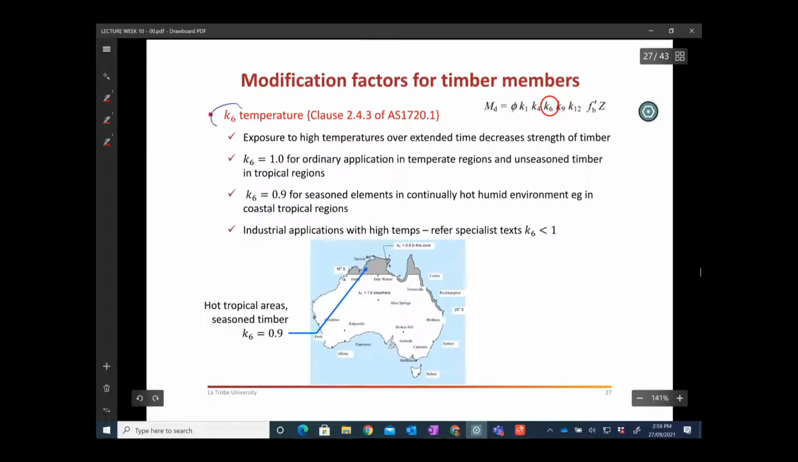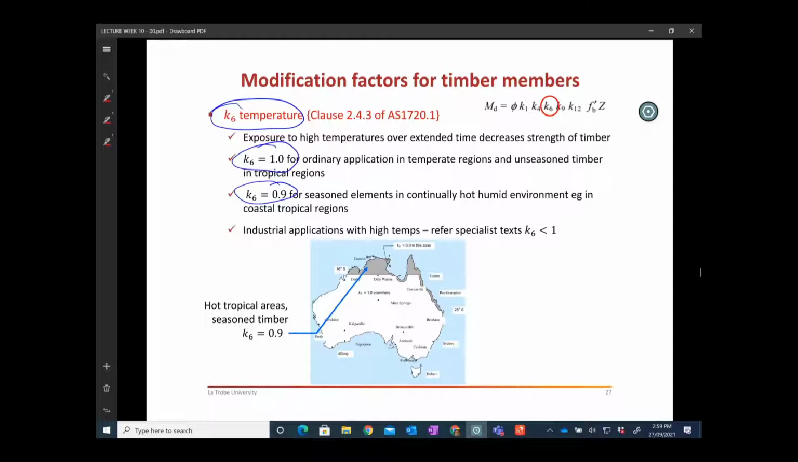Now K6 is quite simple. It is temperature. There are only two values: either you can take one, or you can have a penalty of 10% for K6 and K1. For most of Australia, the white zone, you have K6 equal to 1. If you are in Western Australia, in Alice Springs, in Adelaide, in Melbourne, or here in Sydney, your K6 equals 0.9.